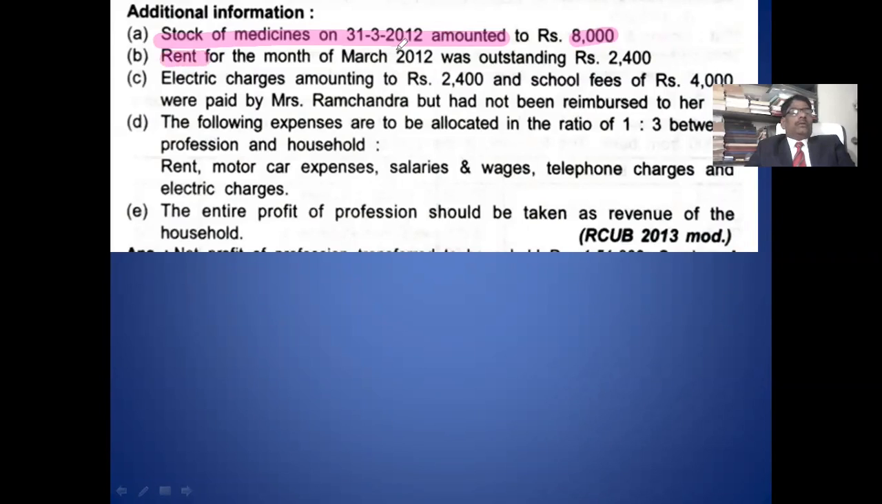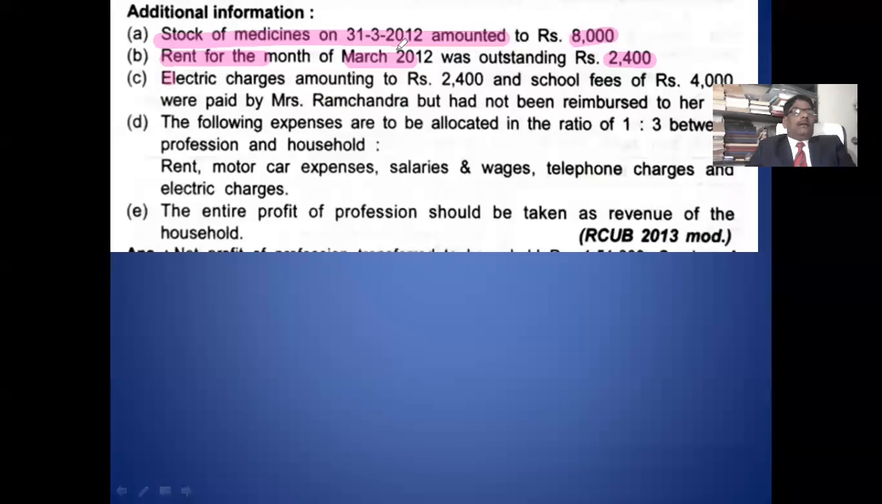Okay. Now you see the rent. Rent for the month of March is outstanding. 2,400 rent is outstanding. So this rent you add in the rent. This is the rent outstanding. You add it in the rent, and outstanding rent goes to the balance sheet.